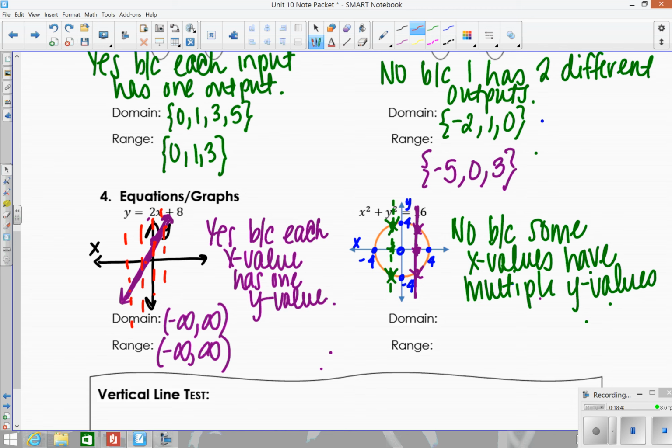So basically, the vertical line test is a shortcut. Instead of having to go through and think about, does each x value only have one y value, it's just a shortcut. So if you can draw a vertical line anywhere through a relation and it only hits one time, that means that relation is a function. If you draw any vertical line through, and it hits more than once, so meaning 2 or more times, then it would not be a function. So that's what the vertical line test says.